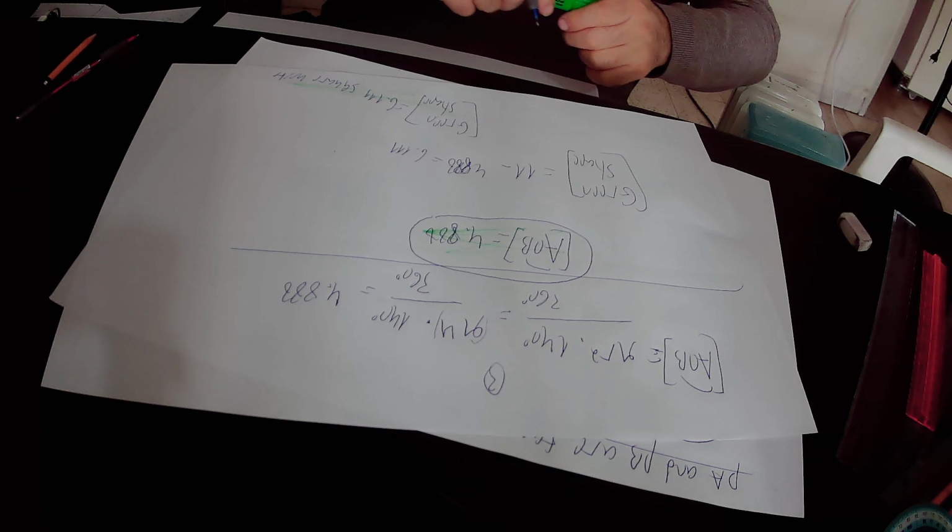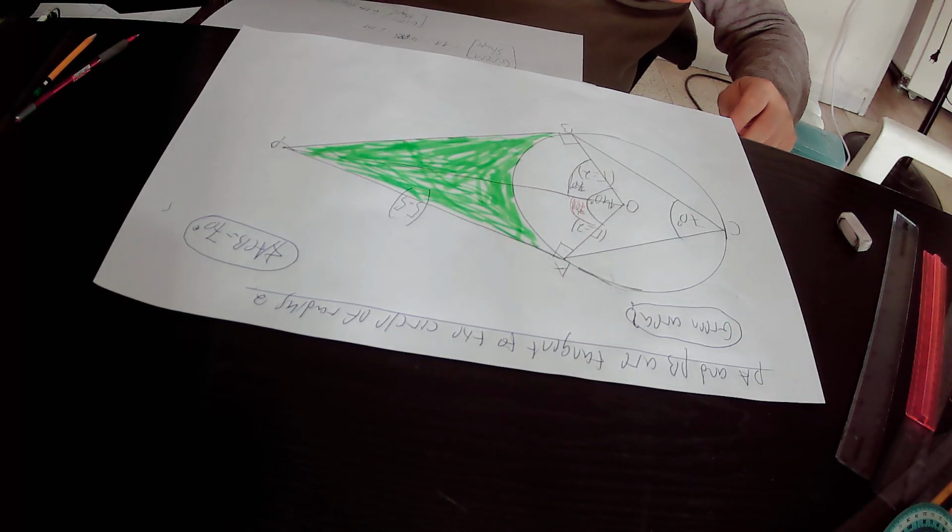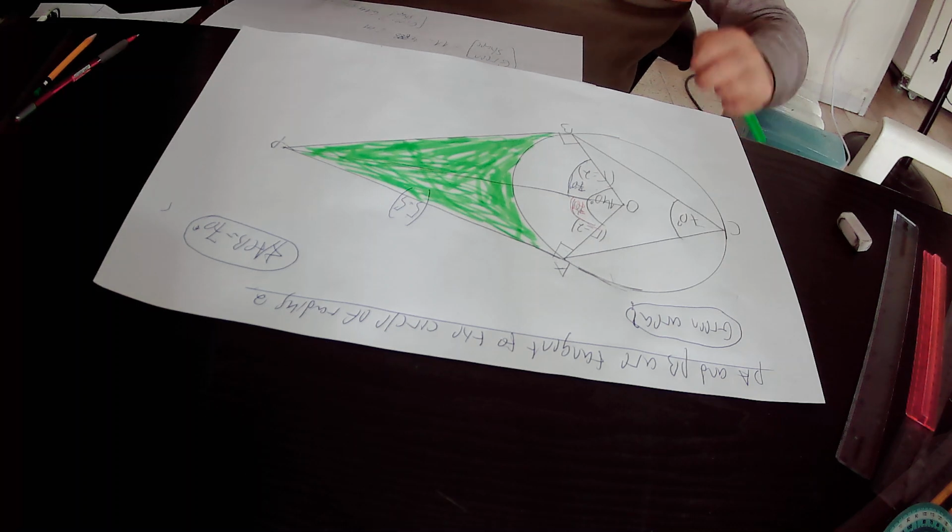Repeat again. The area of this green shape equals 6.111 square units. Okay, so in the next step, I will summarize the lecture.